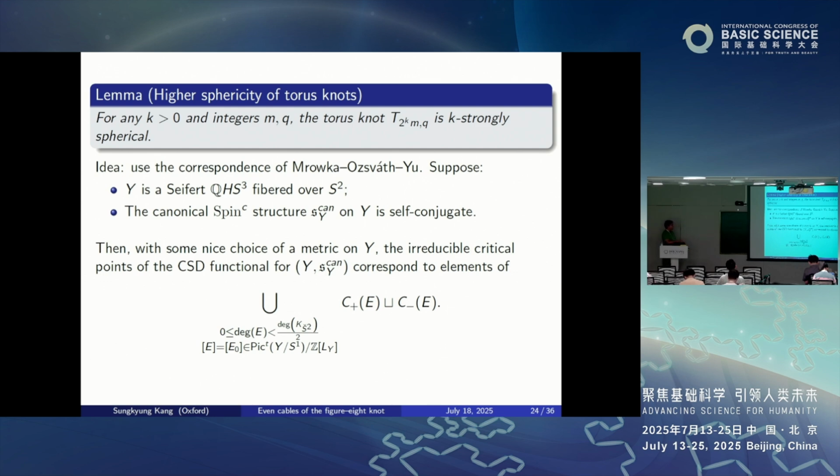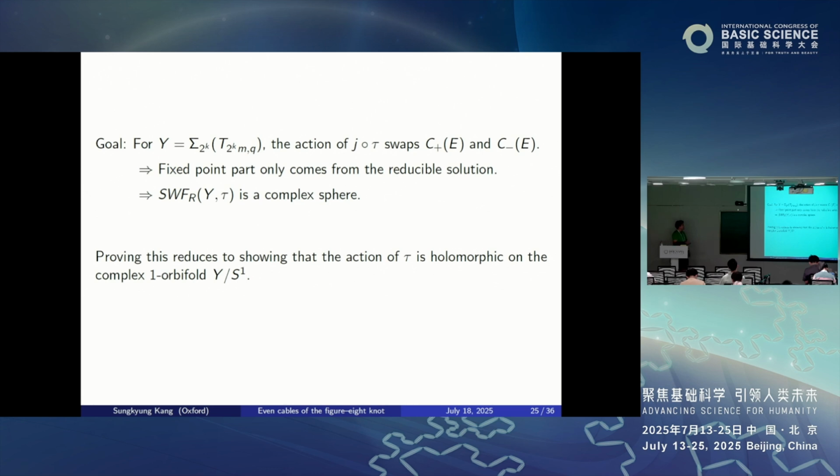then the irreducible critical points of the Chern-Simons-Dirac functional correspond bijectively to this kind of thing. I'm not going to explain precisely what they are, but intuitively, C plus of E are kind of holomorphic orbifold divisors, and C minus are anti-holomorphic divisors.